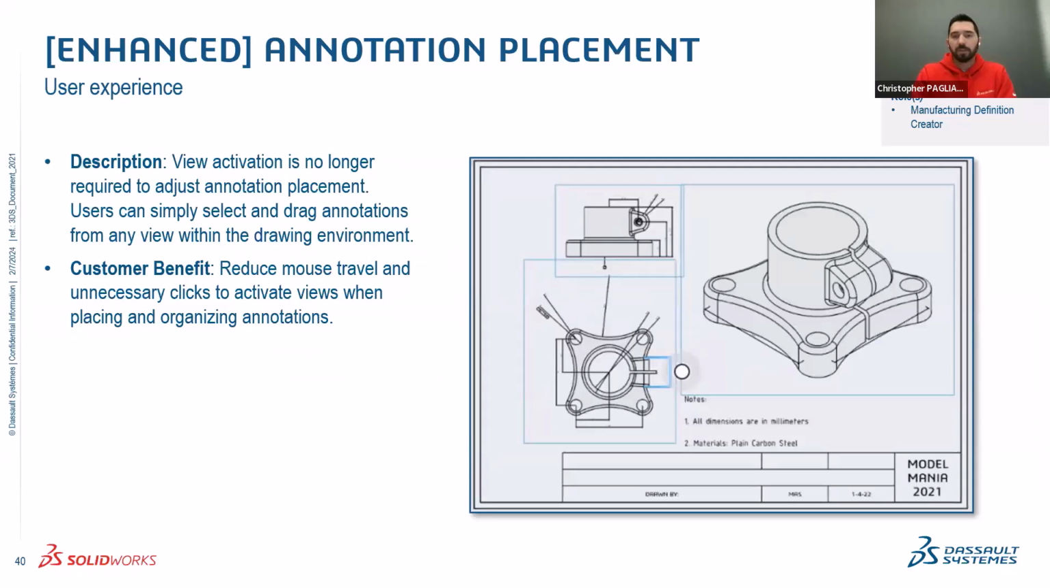Building on that interaction of creating within the 2D environment, again, you don't need view activation to adjust your annotation placement. So, when you're organizing your drawing or placing annotations, typically the first drop is not going to be where you actually want it. You usually want to start positioning them around and making it look exactly as you like. Now you can just grab any dimension from any view and grab the manipulator and organize your annotations as you like without the extra clicks or mouse travel activating and deactivating views.